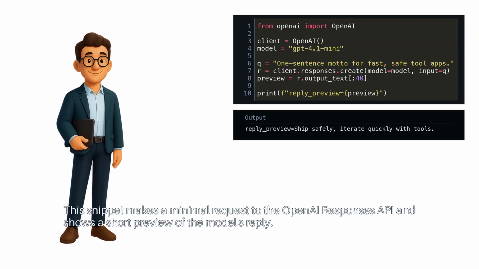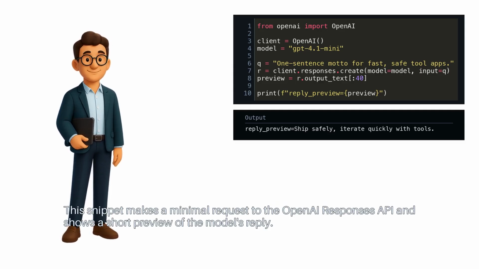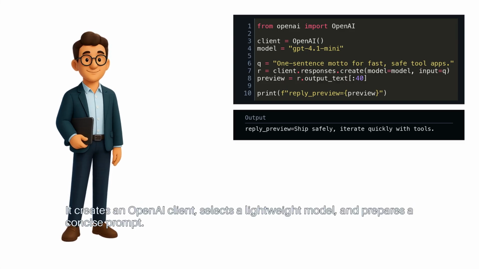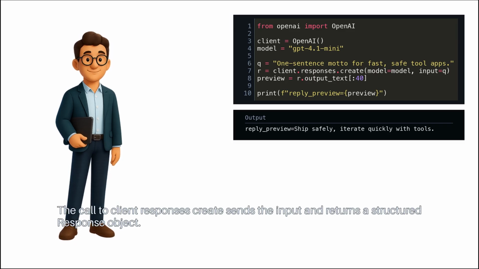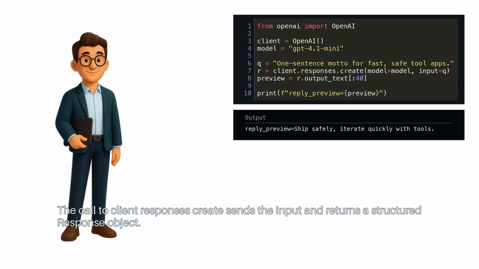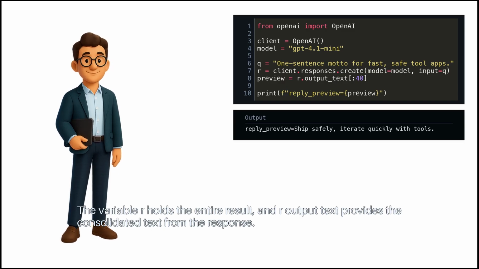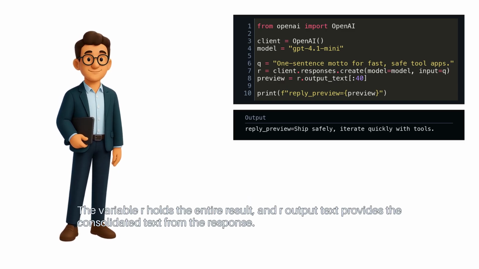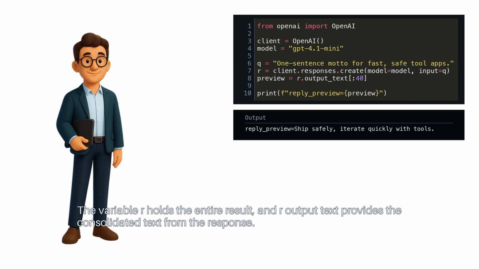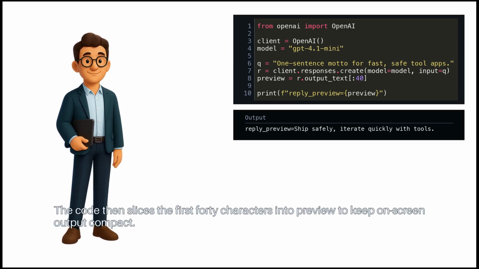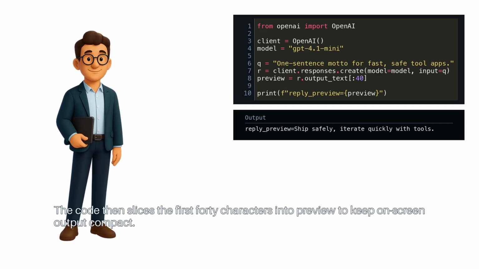This snippet makes a minimal request to the OpenAI Responses API and shows a short preview of the model's reply. It creates an OpenAI client, selects a lightweight model, and prepares a concise prompt. The call to client.responses sends the input and returns a structured response object. The variable r holds the entire result, and r.output_text provides the consolidated text from the response. The code then slices the first 40 characters into preview to keep on-screen output compact.